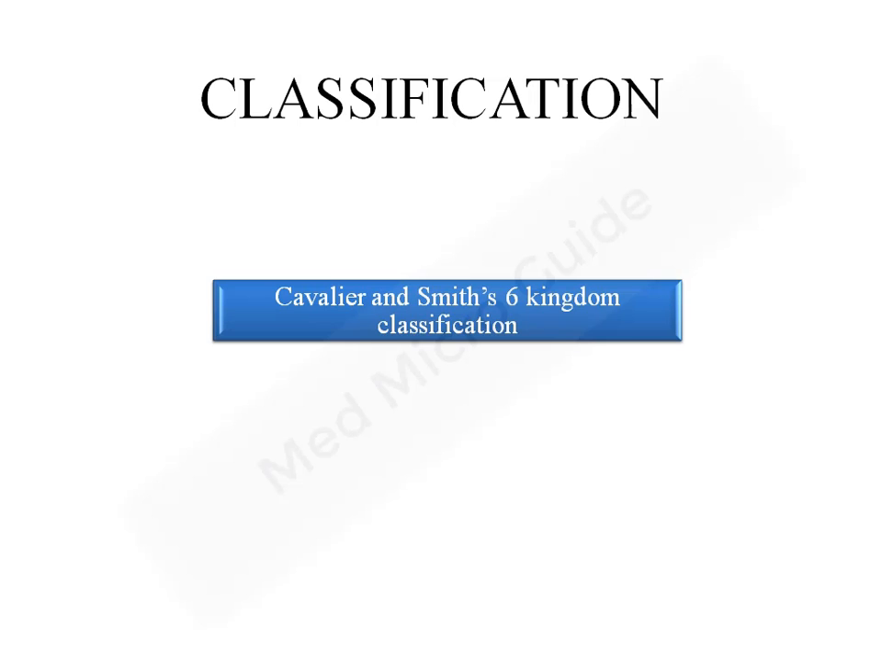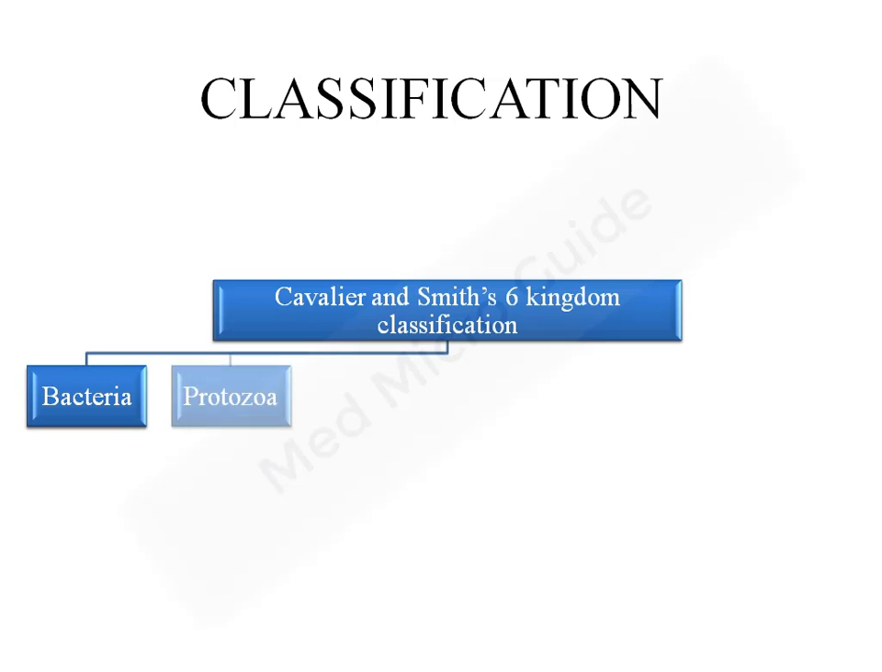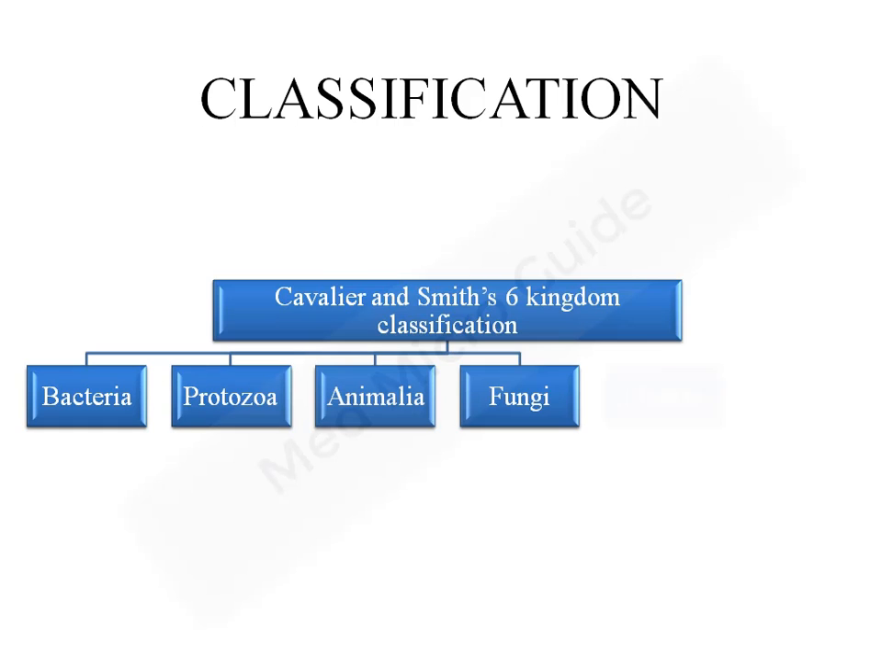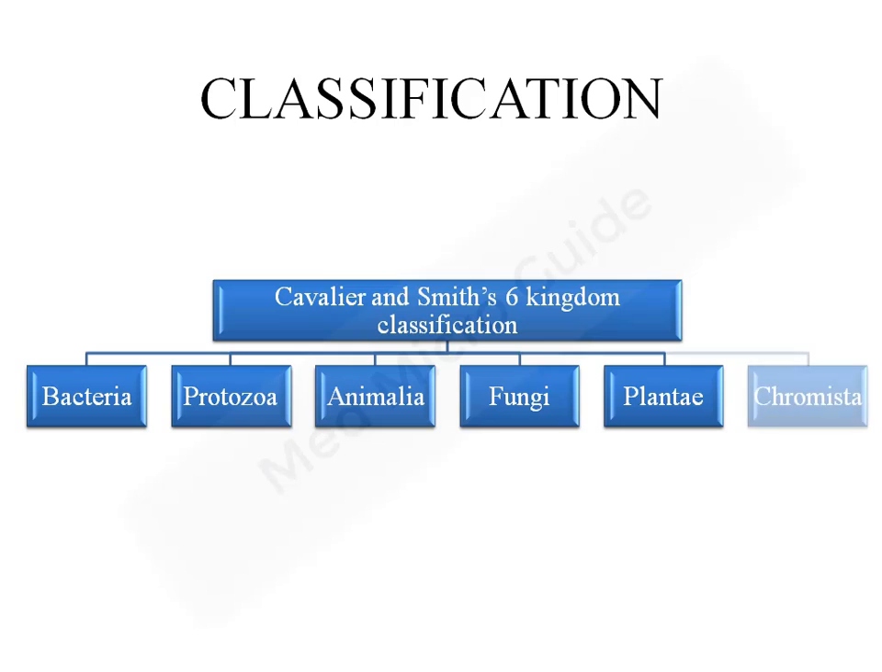This classification is also called molecular classification. We divide the organisms into six kingdoms, that is kingdom Bacteria, Protozoa, Animalia, Fungi, Plantae and Chromista.